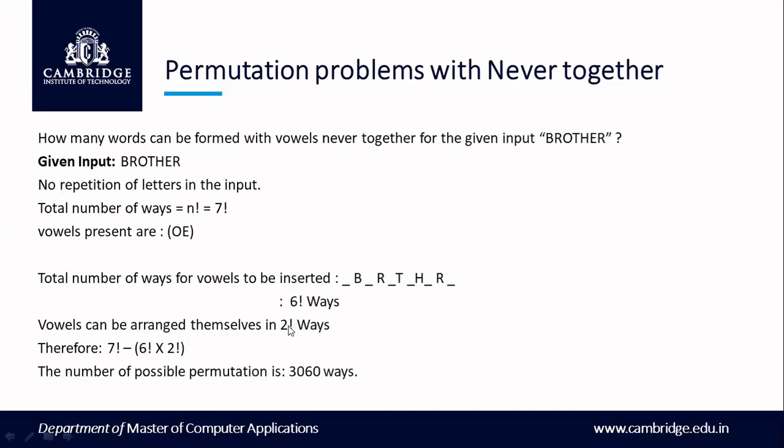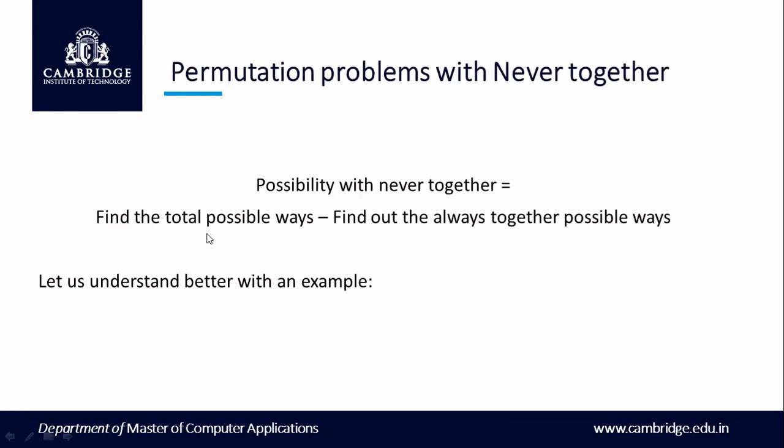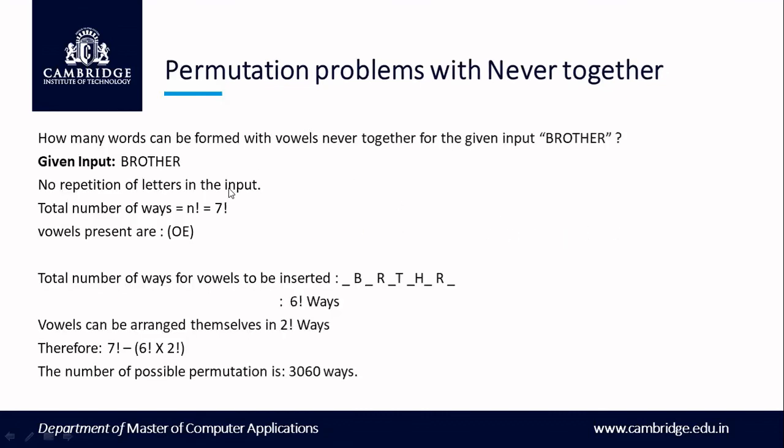But what is the actual question? Never together. So for never together, the formula which we are going to use is the before formula. Find the total possible ways minus find out the always together possible ways. So the total possible ways is 7 factorial. So 7 factorial minus always together, which is 6 factorial into 2 factorial here. Therefore, the total number of possible permutations is 3060 possible ways.